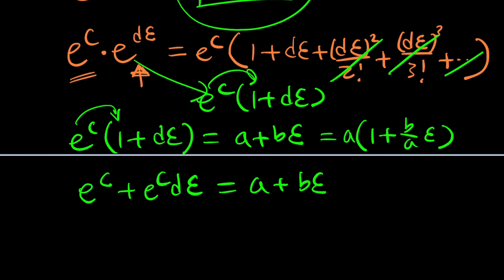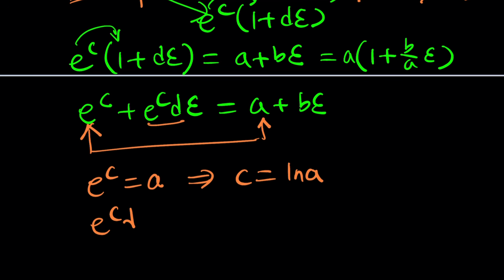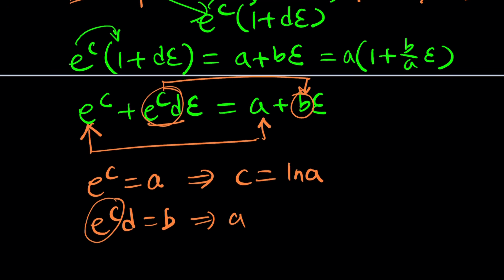Now, we're going to compare the real parts and the dual parts. Is that what it's called? Probably. So from here, we get e to the c equals a, which means c is equal to ln a, just like natural log, right? And then e to the c d is equal to b, because that's what the dual parts are. They're supposed to be equal, right? Otherwise, these two numbers cannot be equal. But we know that e to the c is already a. So from here, we get ad equals b. And we're looking for d, so it's equal to b over a.